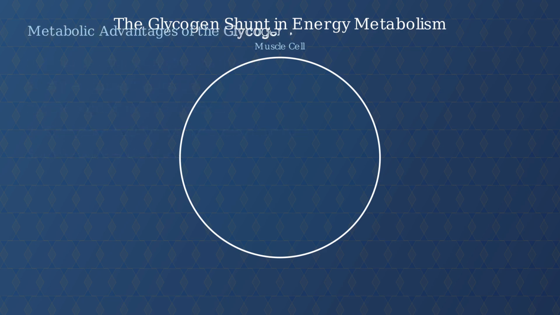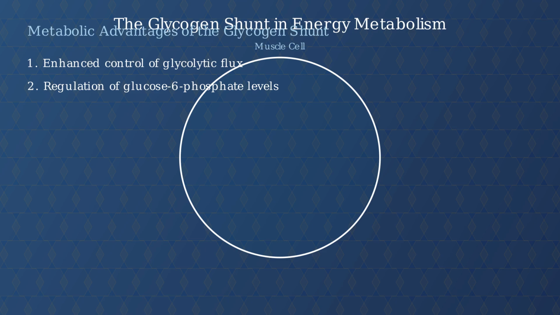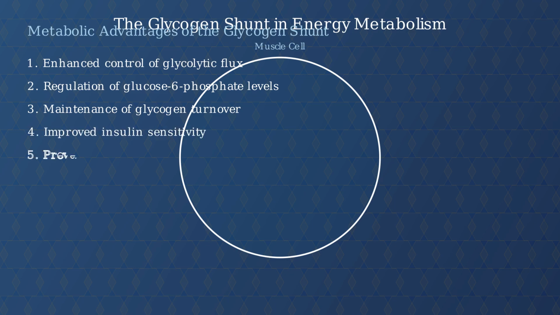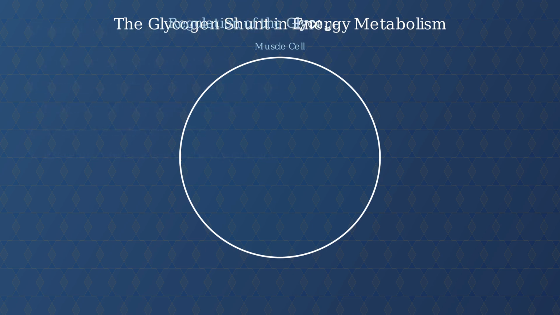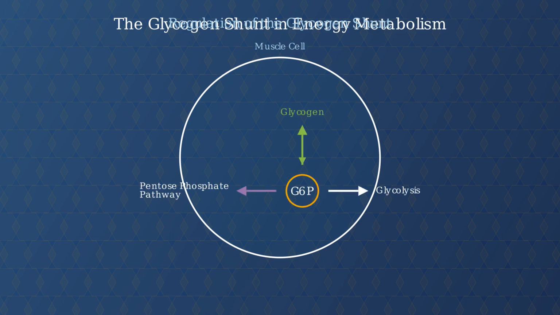Despite appearing inefficient, the glycogen shunt offers several metabolic advantages. First, it enhances control of glycolytic flux by adding another regulatory step. The shunt helps regulate glucose 6-phosphate concentrations in the cell. It maintains glycogen turnover, keeping glycogen metabolism active. Studies show the shunt can improve insulin sensitivity in muscle cells. Finally, it prevents excessive activation of glycolytic and related pathways. Let's examine how the glycogen shunt helps regulate glucose metabolism.